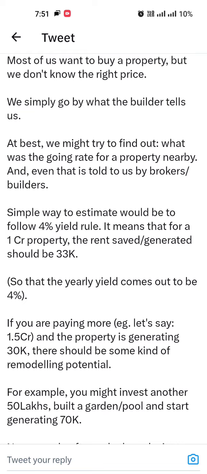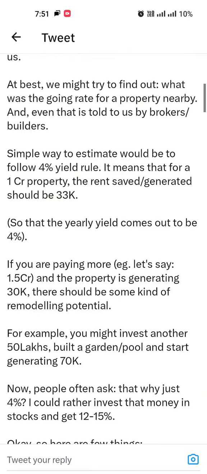So if you are paying more, let's say 1.5 crore, and the property is generating 30,000, there should be some kind of remodeling potential. That's fine. For example, you might invest another 50 lakhs to build a garden, pool, and start generating 70 thousand. Now, people often ask, why just 4%? Why 4%? One could rather invest the money in stock and get 12 to 15%, right?